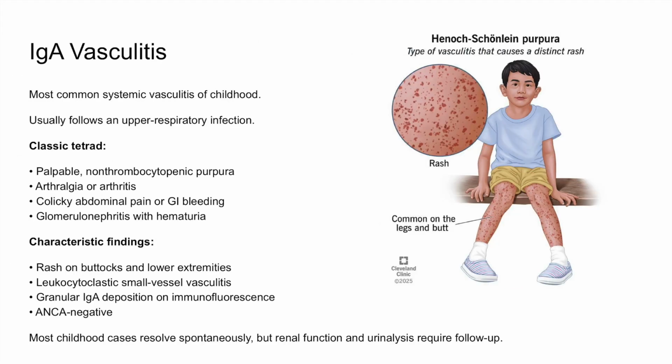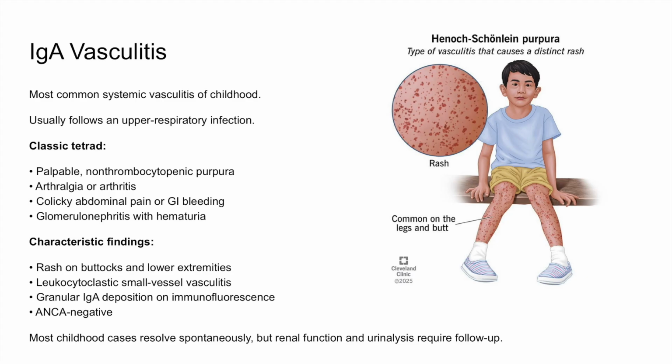IgA vasculitis, formerly called Henoch-Schönlein purpura, is the most common systemic vasculitis of childhood and often follows an upper respiratory infection. Its classic tetrad includes palpable non-thrombocytopenic purpura, arthralgia or arthritis, colicky abdominal pain or gastrointestinal bleeding, and glomerulonephritis with hematuria. The rash is usually concentrated on dependent areas, particularly the buttocks and lower extremities. Pathology shows a leukocytoclastic small vessel vasculitis, while direct immunofluorescence demonstrates granular IgA deposition. The disease is ANCA negative.